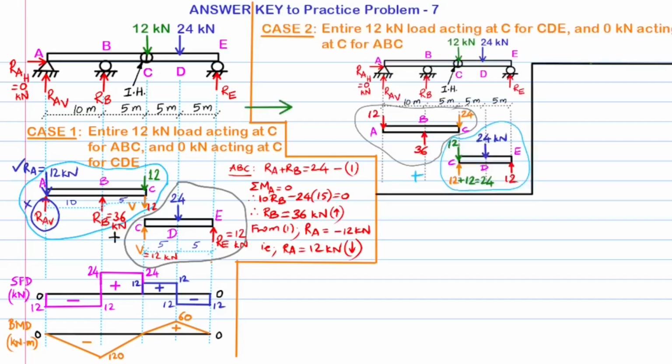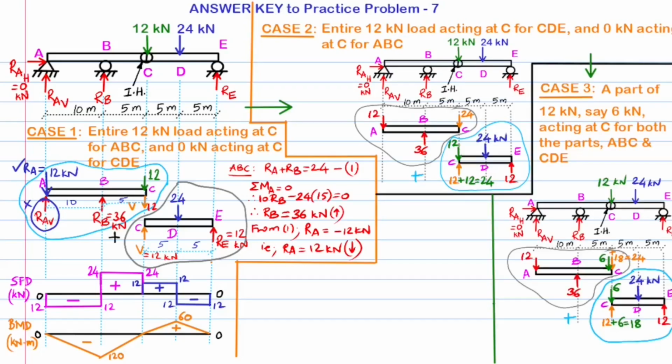If we apply the second hint, then the entire 12 kilonewton load is shown acting at C for the part CDE and nothing at C for the part ABC. Analyzing, we observe that we end up with the same result as obtained from the first assumption. Now, let's try with our third assumption, that is 6 kilonewtons acting at C, each for part ABC and part CDE, and we find that it leads us to the same result obtained earlier.